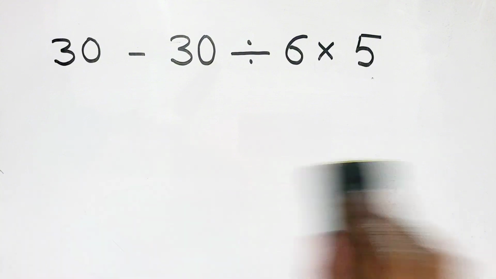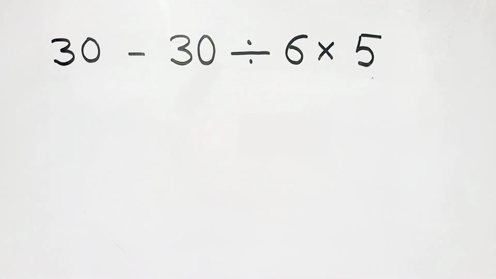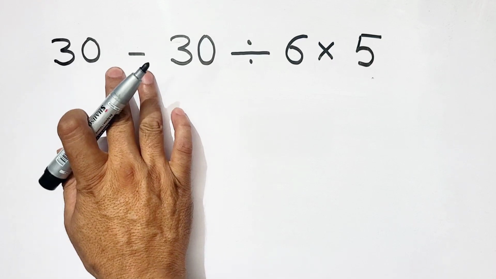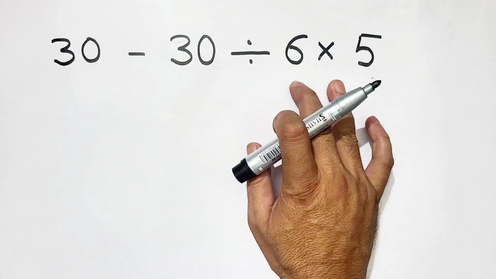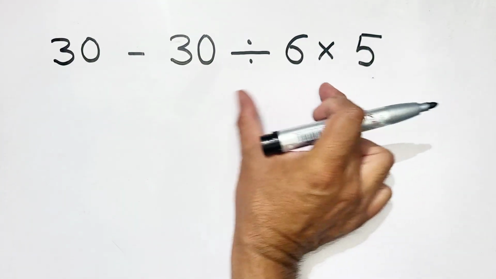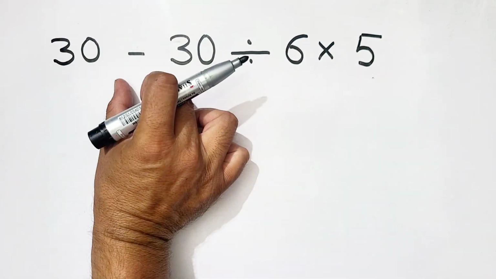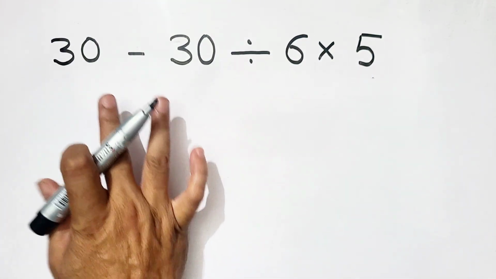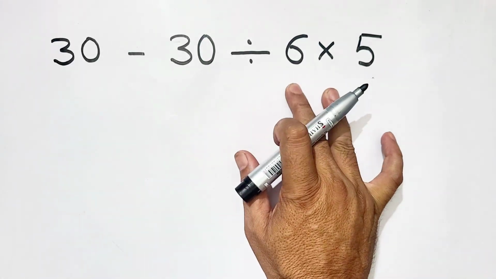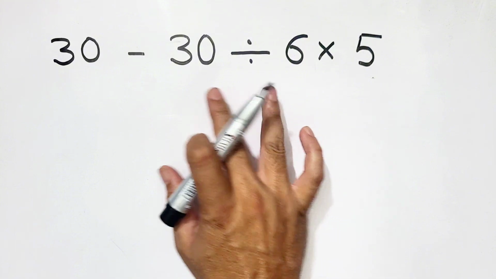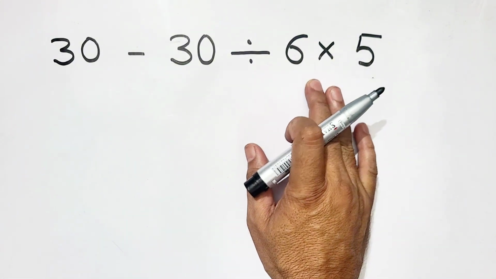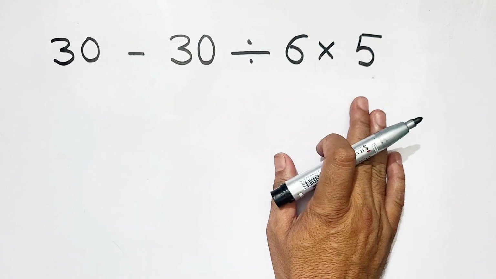Why is it incorrect? Because we have not solved this question properly. Here is subtraction, then division, then multiplication. Remember that division and multiplication have higher priority over subtraction. But in the first case, we have subtracted first instead of dividing or multiplying first. Now the question arises whether we have to divide first or multiply first. That is a million-dollar question.